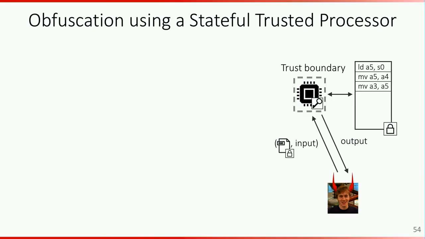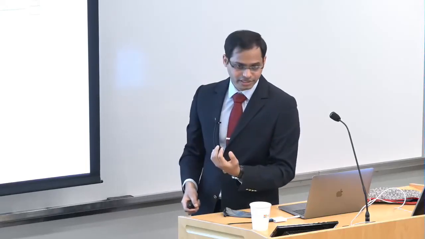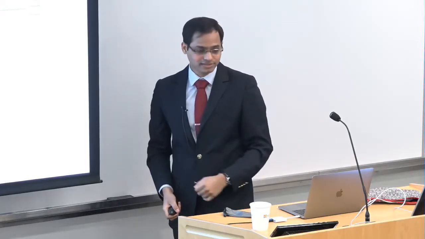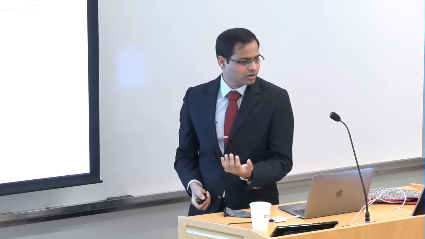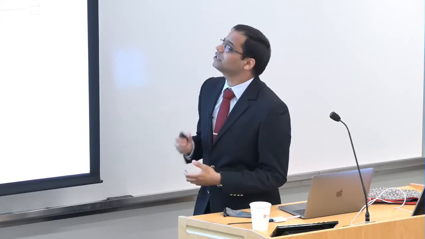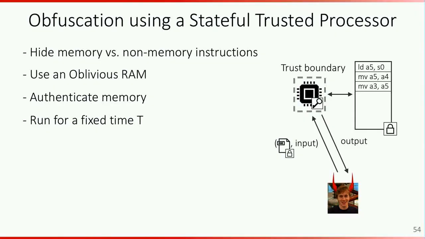So whenever some execution is happening, at every point in time the processor is going to read an instruction. And this instruction can be a simple move instruction or an arithmetic instruction, or it can actually be a memory access. And whether or not it is a memory access is something that is available to the adversary. So the first thing you would want to do is hide whether it's a memory access or not. And one way to do this is to ensure that for every non-memory access, you actually perform a memory access as well.